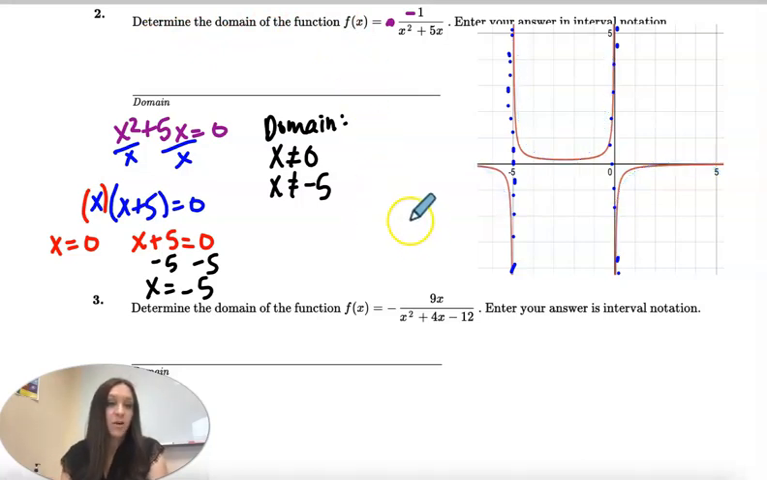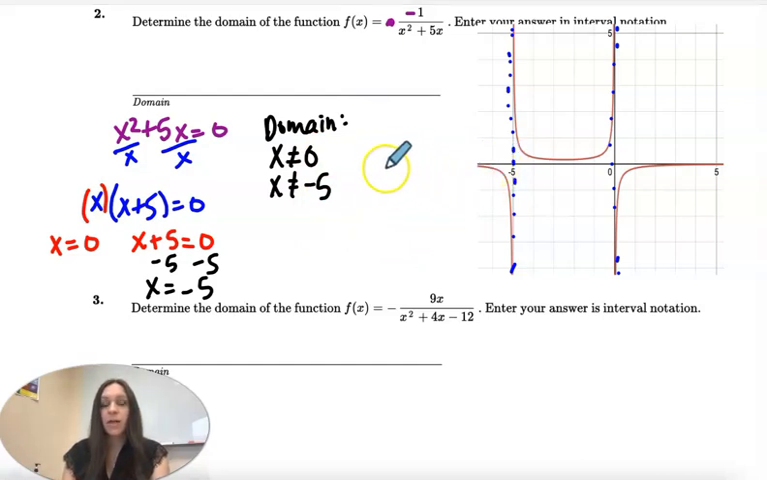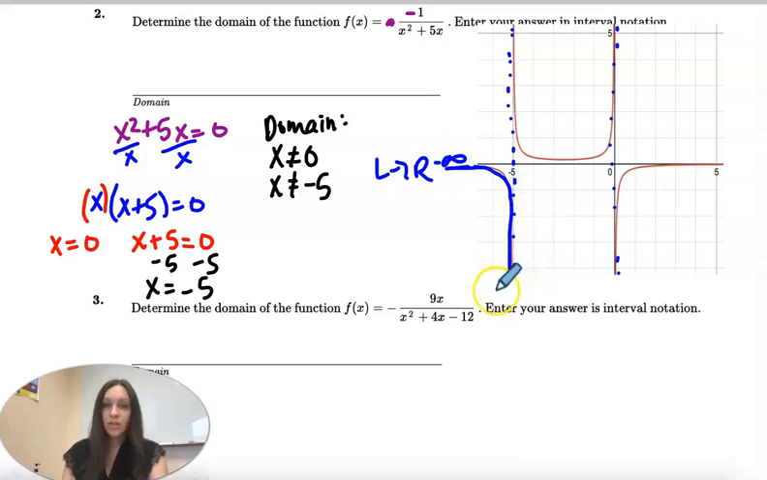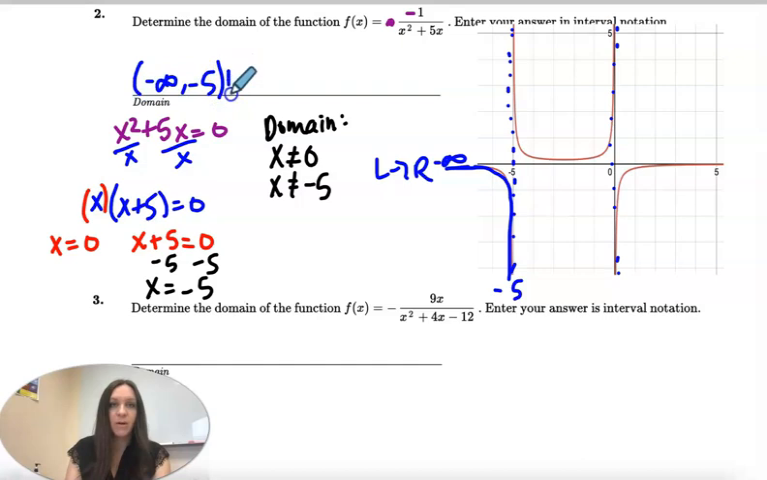Okay, so let's go one by one and we'll join them with the union. So go left to right. We're out here forever and ever at -infinity, and we go until really, really close to -5. That's our first interval. And then we have another one, and we separate them with the union.